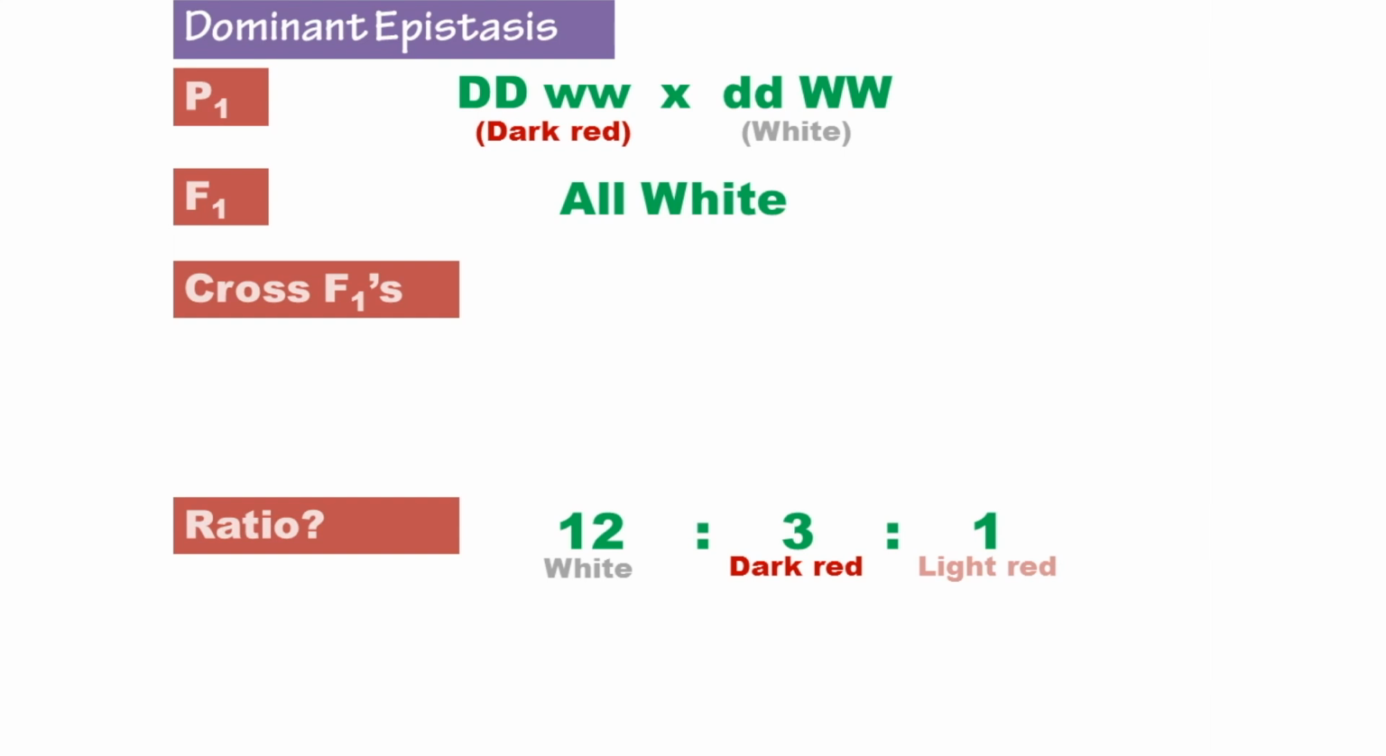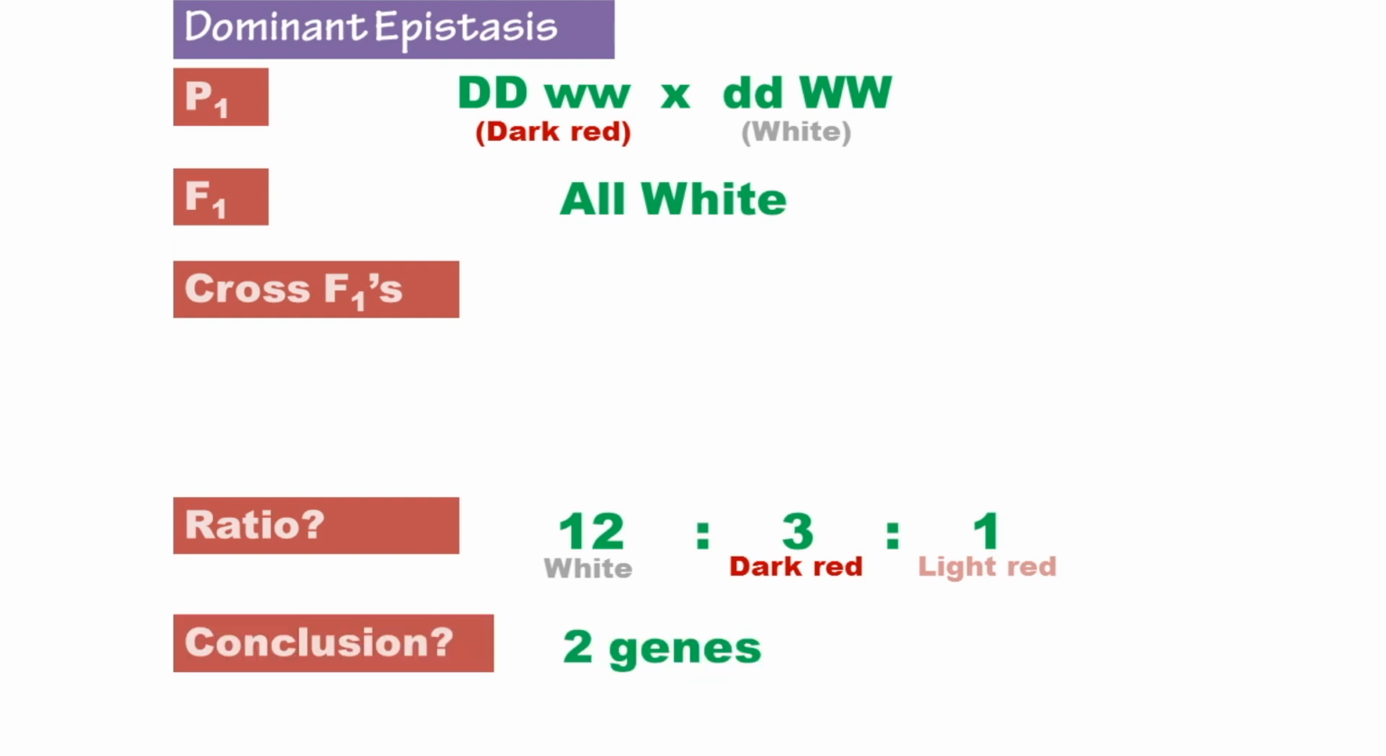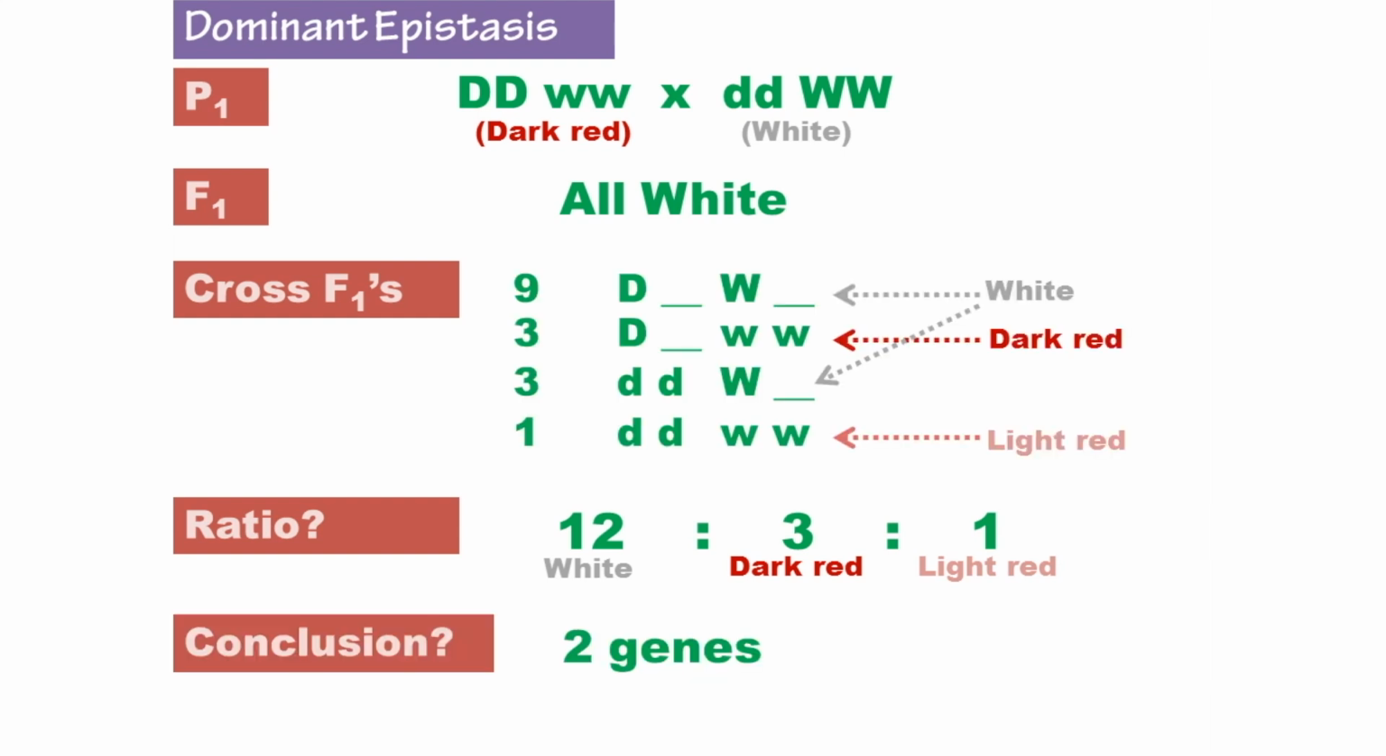So what's going on? Well, 12 to 3 to 1, it's a modification of 9 to 3 to 3 to 1. We can figure it out from that. So we're going to assume 2 genes.